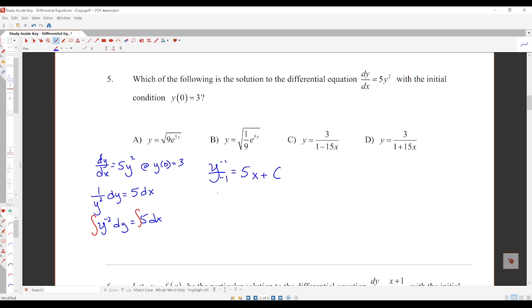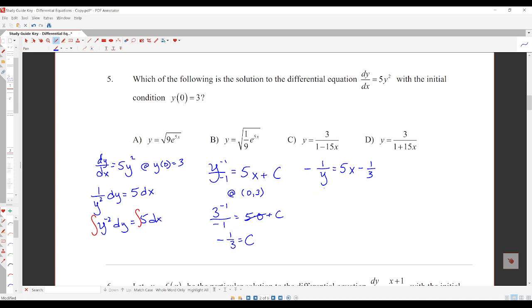So again, I'm going to go ahead and plug in 0, 3. So I get 3 to the negative 1 over negative 1 equals 5 times 0 plus c. That becomes 0. 3 to the negative 1 is 1/3, divided by negative 1 gives me negative 1/3. I'm going to go ahead and clean up this left side a little bit and write it just as negative 1 over y equals 5x minus 1/3.